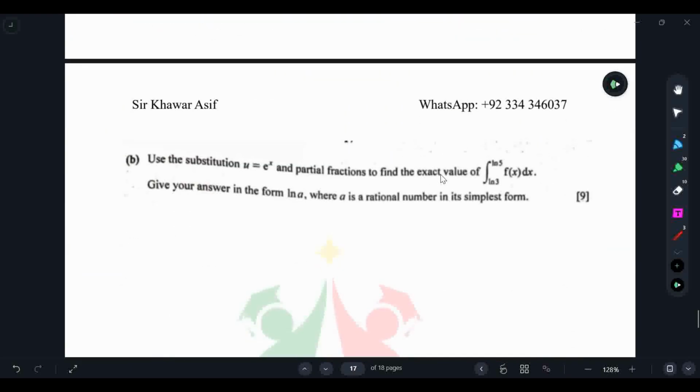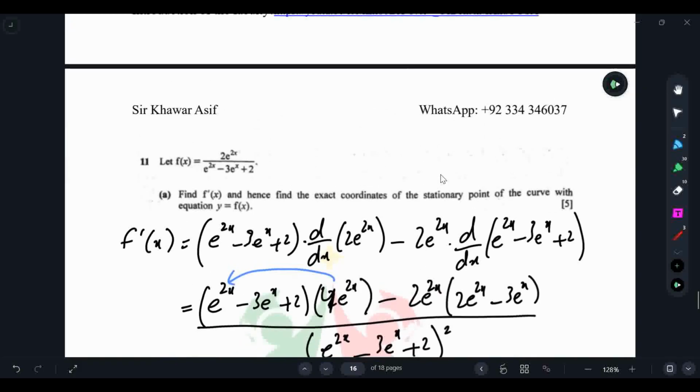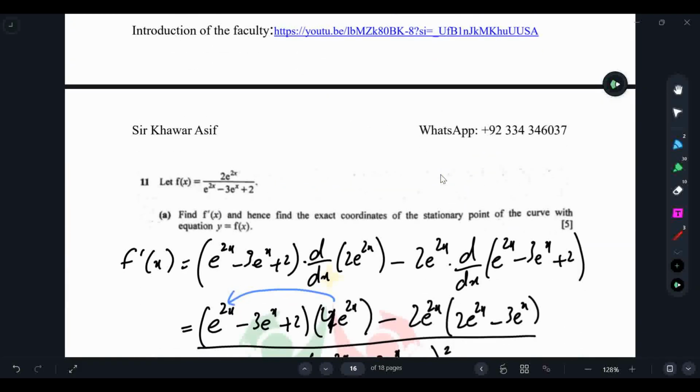Now for the y coordinate, we can just put the value in the main equation. We know that the x coordinate is natural log of 4 by 3. So y will be equal to 2 e power natural log of 4 by 3 divided by e power 2 natural log of 4 by 3 minus 3 e power natural log of 4 by 3 plus 2.